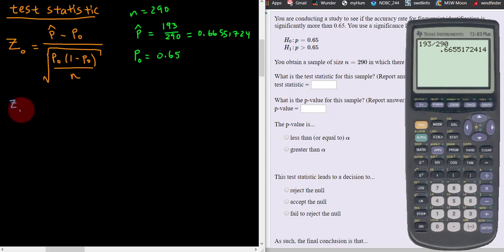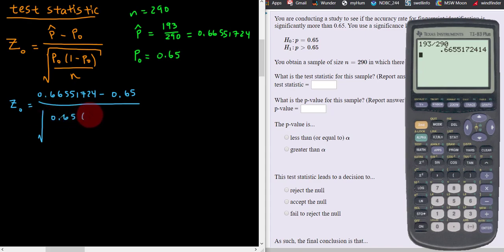Our test statistic: the P with a hat, the sample proportion, about 0.66551724. We're seeing how different that sample proportion is from this baseline proportion, and that's with respect to the standard deviation. So that's 0.65 times 1 minus 0.65 over the sample size of 290, all under the square root.